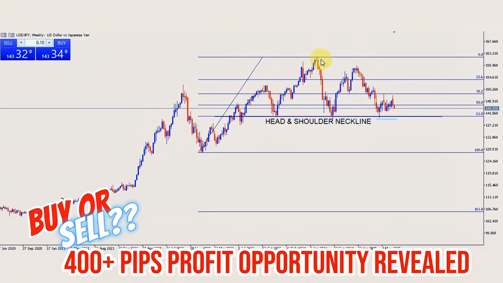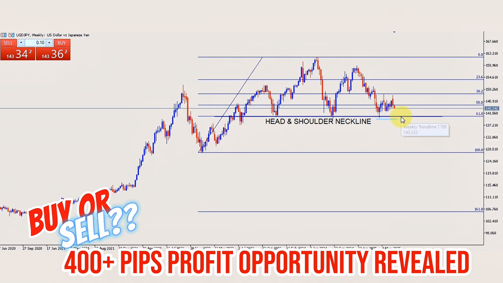Now this is a giant head and shoulders structure on the weekly time frame. This is the shoulder, the head, and then this is another shoulder. If you look at this head and shoulders structure, you will see this is the neckline that I have drawn, and this neckline is in confluence with this Fibonacci support, the 1.8. So this neckline happens to be in confluence with this Fibonacci support.